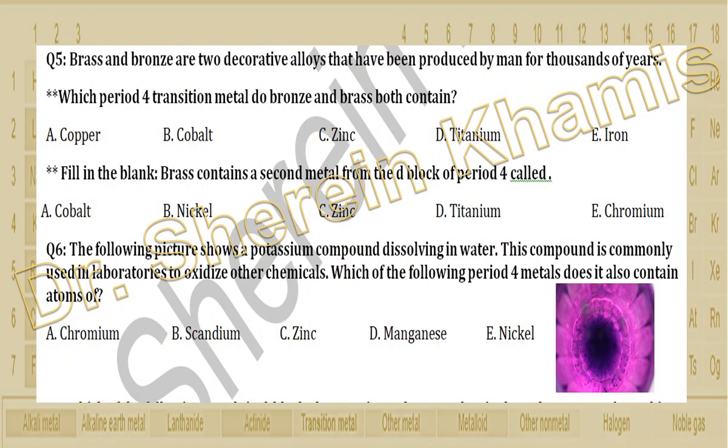Question number 5 says that brass and bronze are used as decorative alloys, in some of the necklaces and rings used today, and have been produced by men for thousands of years. Brass means the yellow layer, like Chinese gold. Which period 4 transition metal do bronze and brass both contain?